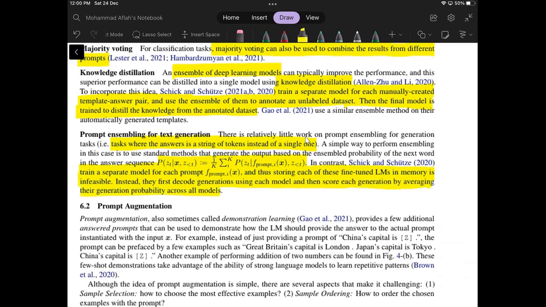So I guess they are just, okay, let me just read that again. A simple way to perform ensembling in this case is to use standard methods that generate the output based on the ensemble probability of the next word in the answer sequence. So for the next token, you give the input prefix prompt or anything which you've decoded so far, and then all the models predict the next token, and the token with the highest probability is chosen, and then that is fed again by appending it to the input string for the next time step of decoding.